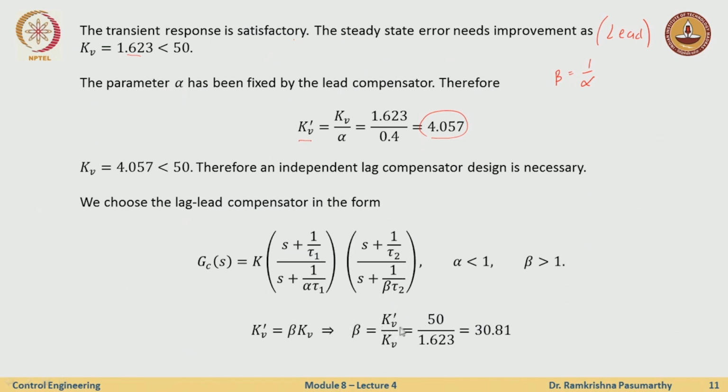So, what is this beta which I want to design? The beta is the ratio of the desired Kv, which is 50, and the original Kv which I have. The Kv which I have now is whatever is left after I design the lead compensator. So, I can now get the beta to be the ratio of 50 over 1.6, and that turns out to be around 30.8.